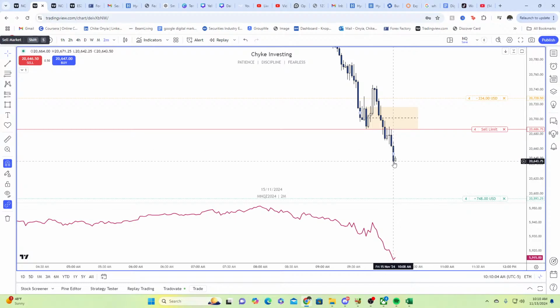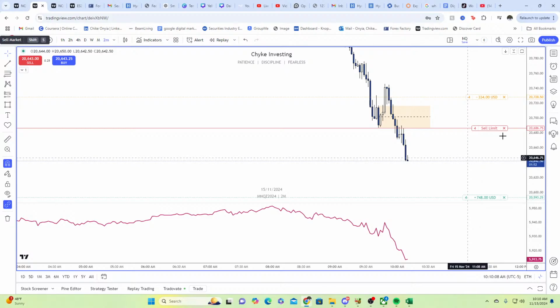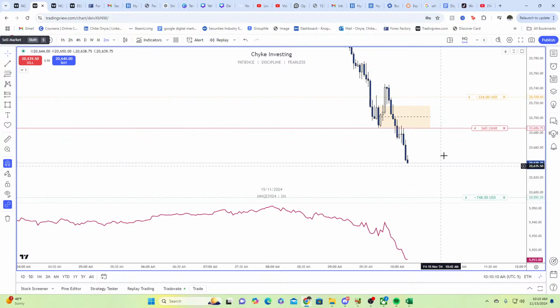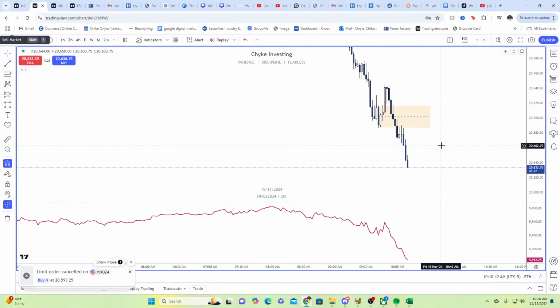Price now expanding away. That's about halfway to our target. We would have had partials by now. So it's good. We're just tape reading. I now want to move this away because I'm not going to wait for price to come back up there. We've already missed the move.